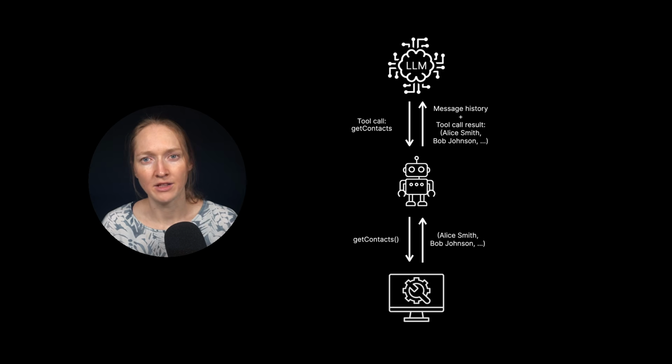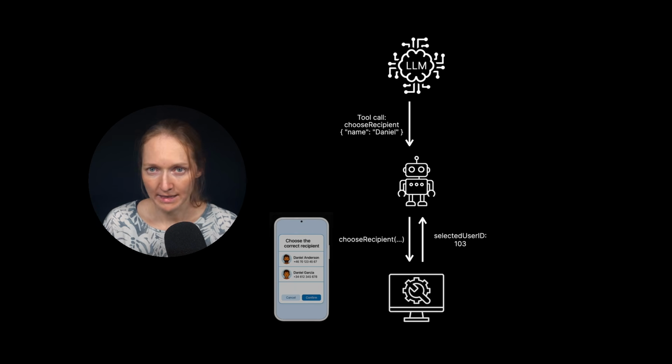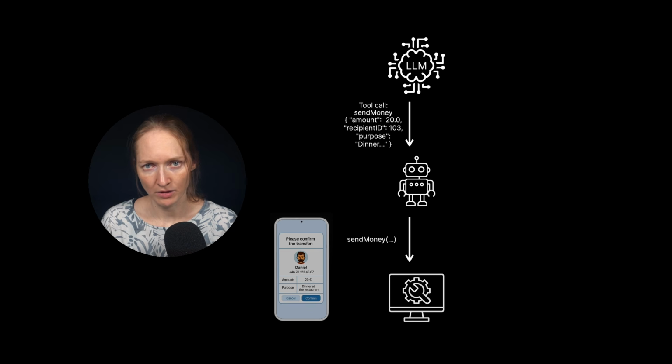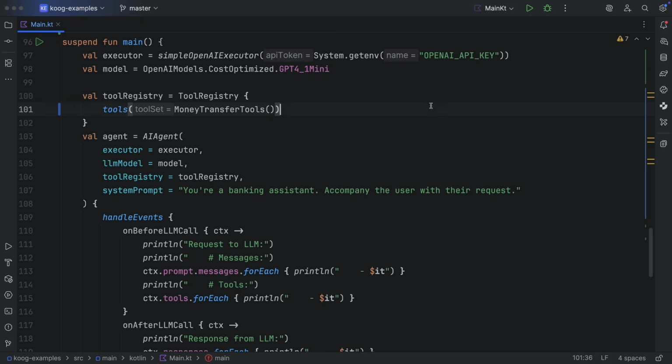The model sees that there are 2 contacts named Daniel, so it decides to call the choose recipient tool. That tool requires user input. The user confirms their choice, and we send the result back to the LLM, once again including the full history. Finally, the LLM decides to call the send money tool, providing the correct recipient ID as an argument. Let's now observe that in action.